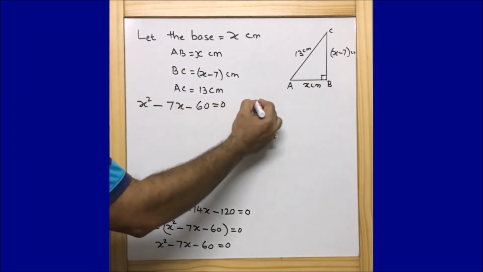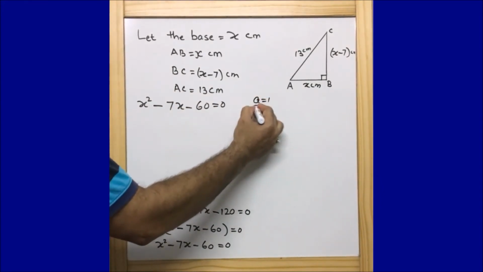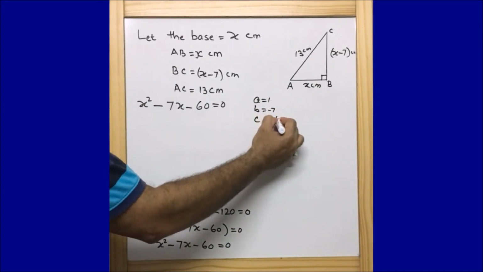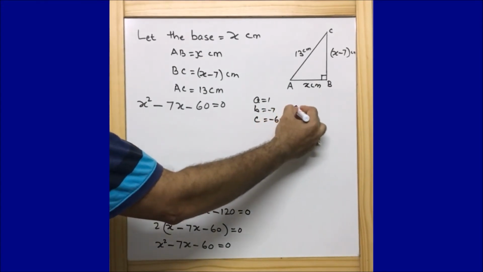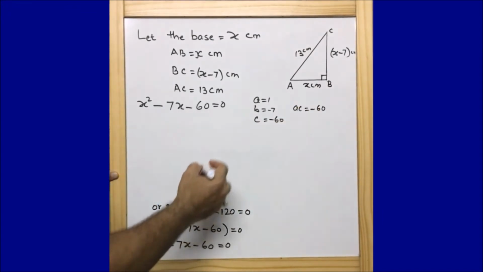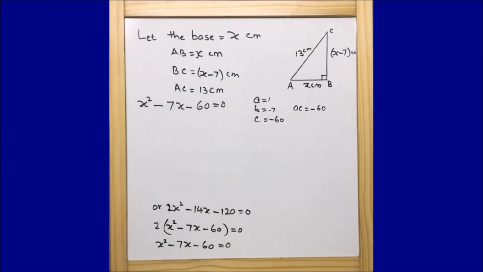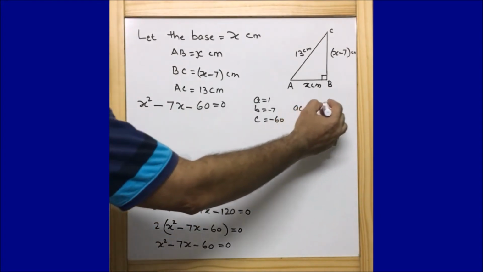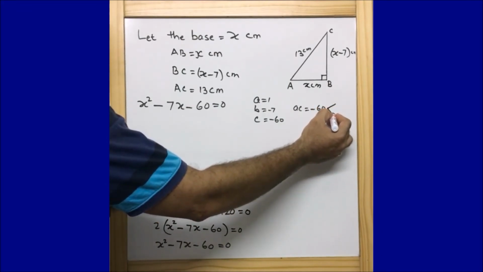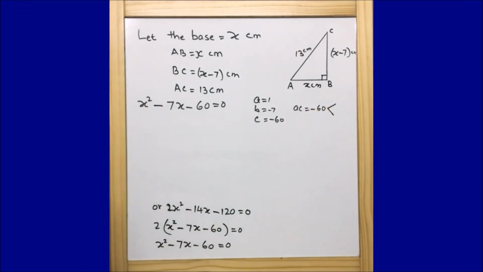Here a is equal to 1, b is equal to minus 7 and c is equal to minus 60, and AC is equal to minus 60. So we should try to find out two figures where the multiplication will give us minus 60 and addition will give us minus 7.